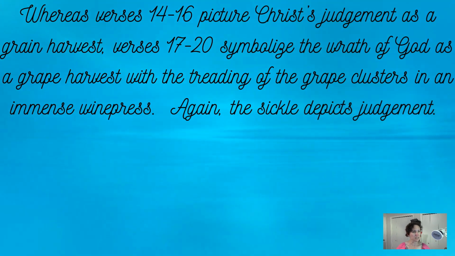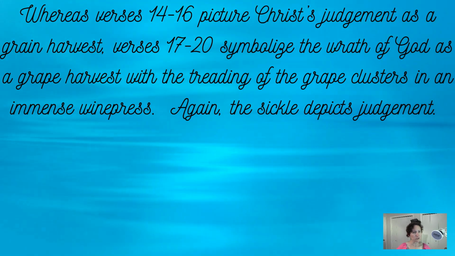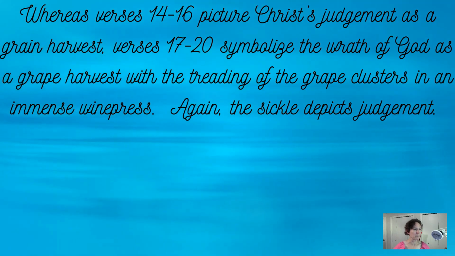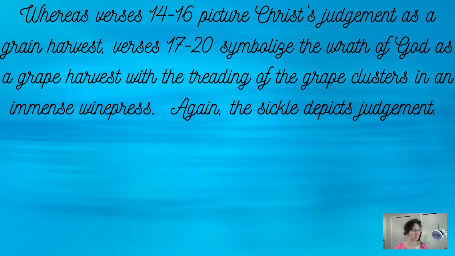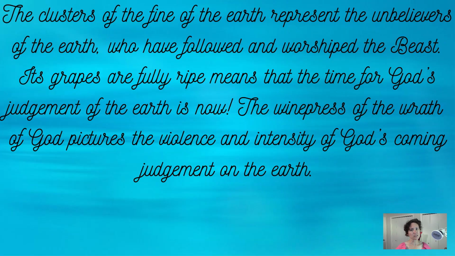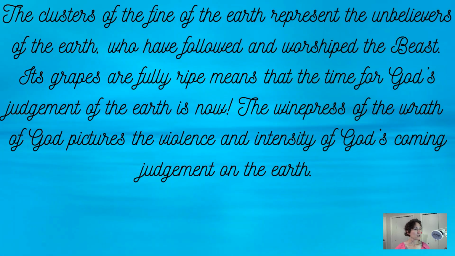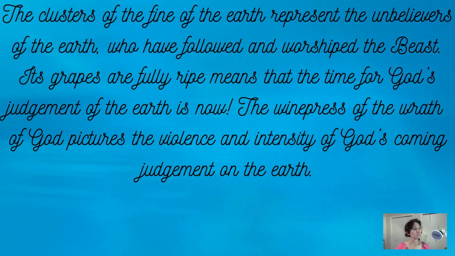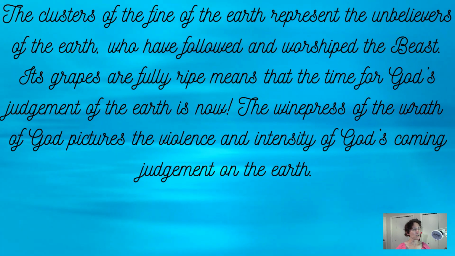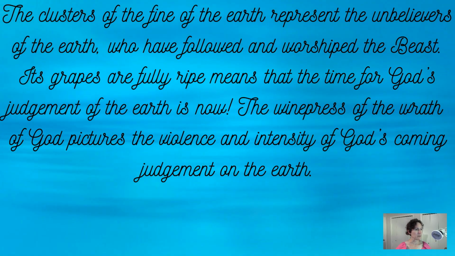Whereas verses 14 through 16 picture Christ's judgment as a grain harvest, verses 17 through 20 symbolize the wrath of God as a grape harvest, with the treading of the grape clusters in an immense winepress. Again, the sickle depicts judgment. The clusters of the vine of the earth represent the unbelievers of the earth, who have followed and worshipped the beast. "Its grapes are fully ripe" means that the time for God's judgment of the earth is now.